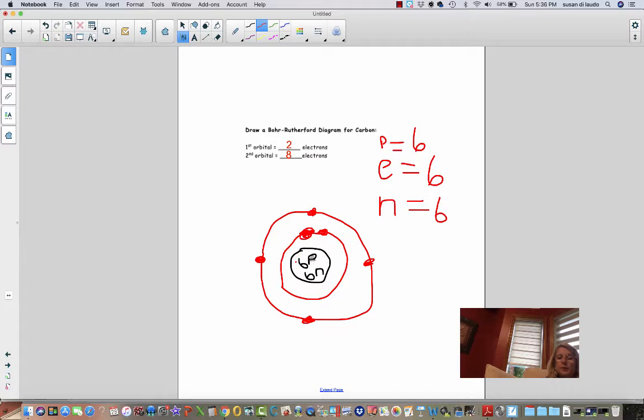I've got 6 protons in the nucleus. I've got 6 neutrons in the nucleus. So all of that is now balanced with what I know to be the subatomic particles. And that is your Bohr-Rutherford diagram for carbon.